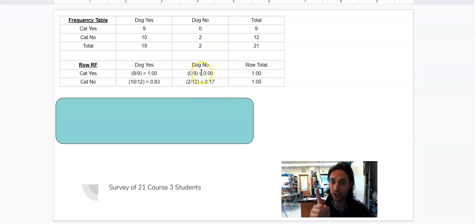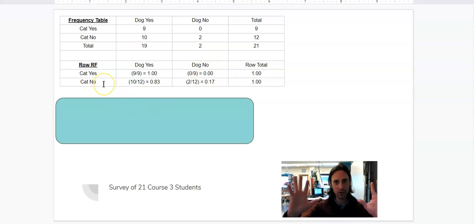Of my cat owners, what percent do not have a dog? 0 out of 9, or 0%. And that is very interesting. And actually, this is how we infer a lot of meaning from data, because you will find patterns. And especially in social psychology, behaviors, medical studies, you look for these relationships in where things are consistent or where they're not. And so right now, we're just introducing this idea.